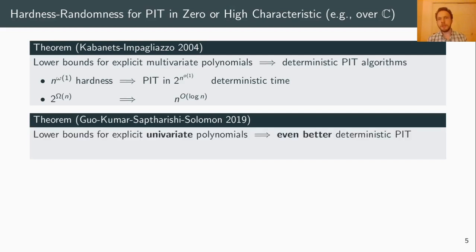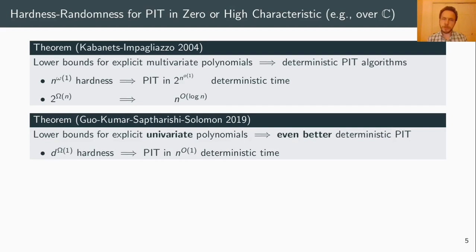They showed that you can obtain even better deterministic algorithms for PIT if instead you assume lower bounds against families of univariate polynomials. So here, we're going to have a family of polynomials, all of which are in one variable. And the parameter that we're going to care about is instead the degree of these polynomials, which we'll denote as d. This work showed that a lower bound, which is polynomial in the degree, suffices to obtain a polynomial time algorithm for PIT.